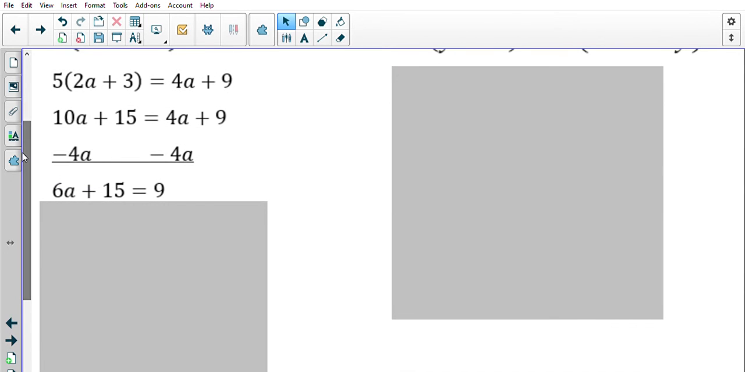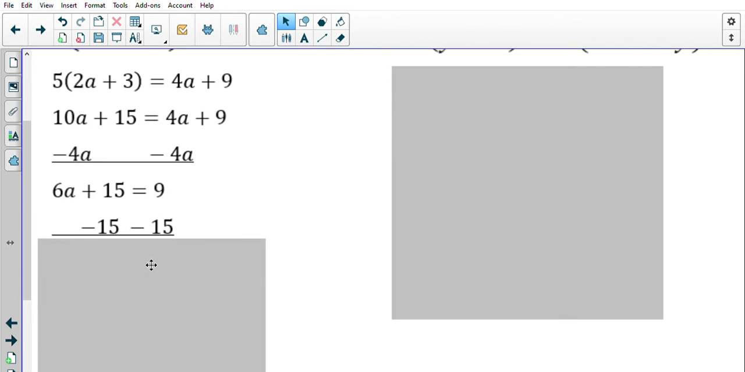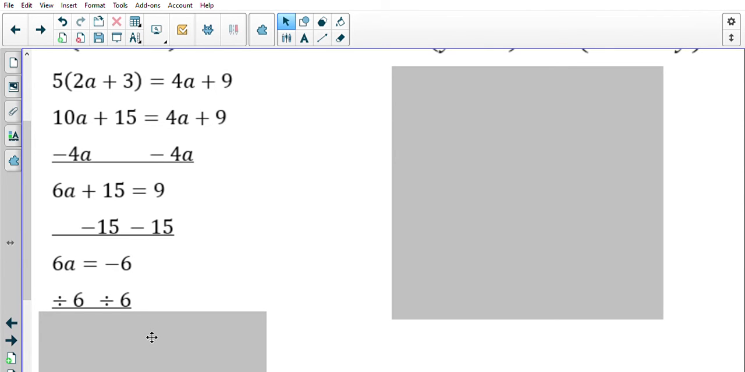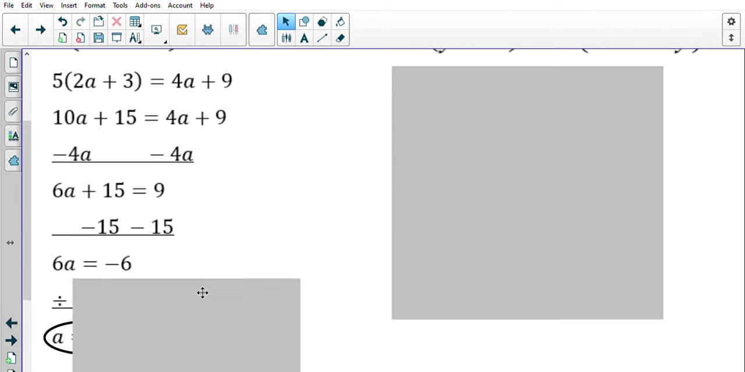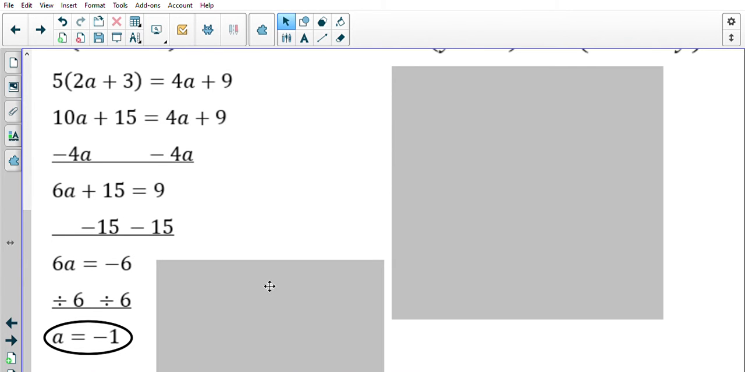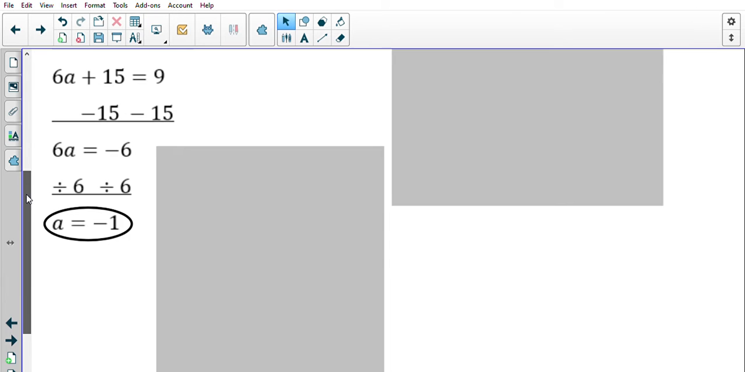Now it's just a 2-step equation. Let's get rid of this plus 15. The inverse is to subtract 15 from both sides. That's going to get us 6a equals negative 6. 9 minus 15 is negative 6. Divide both sides by 6. Negative 6 divided by 6 is negative 1. So our final solution should be a equals negative 1.